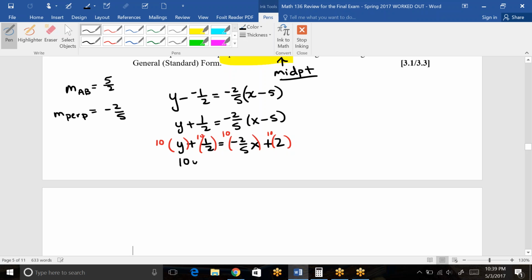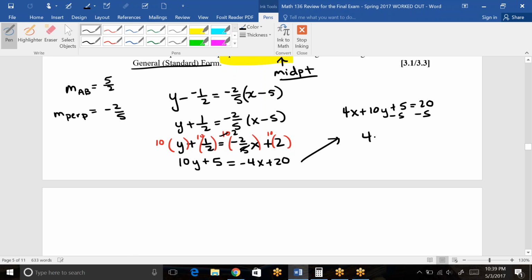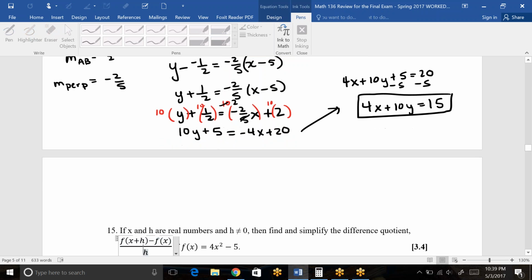That would be 10y plus 10 divided by 2 would be 5. That leaves us with a 2 times a negative 2, so that would be a negative 4x on the other side and a positive 20. We're supposed to get this one in general form, so ax plus by equals c. So we're going to add the 4x over, and then we will end up subtracting the 5 over. So 4x plus 10y equals 15. So there are all the parts to number 14.